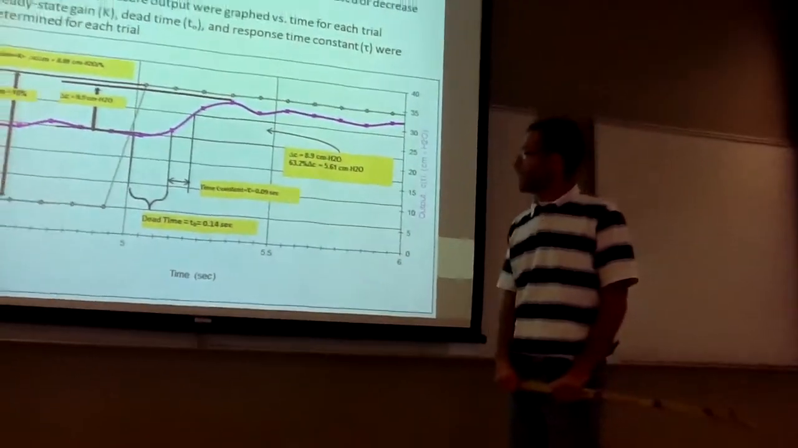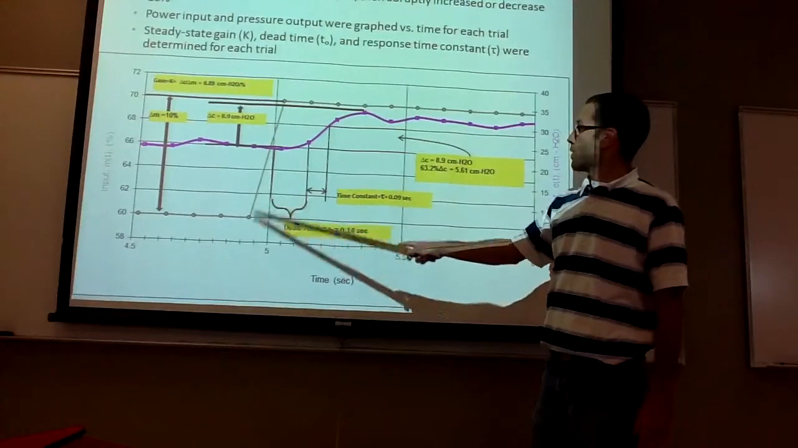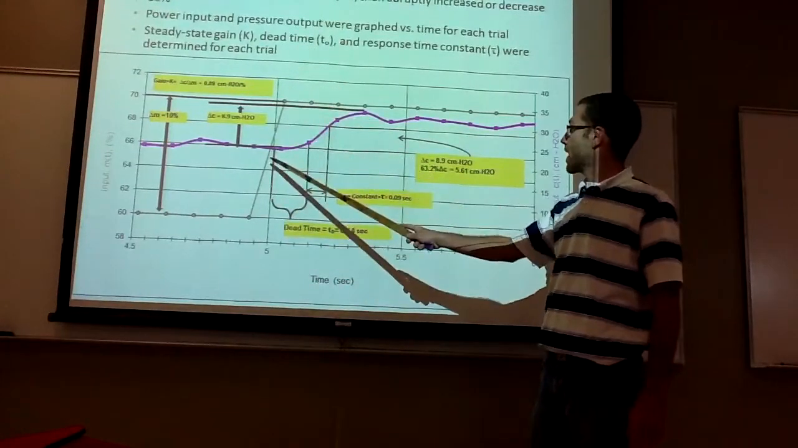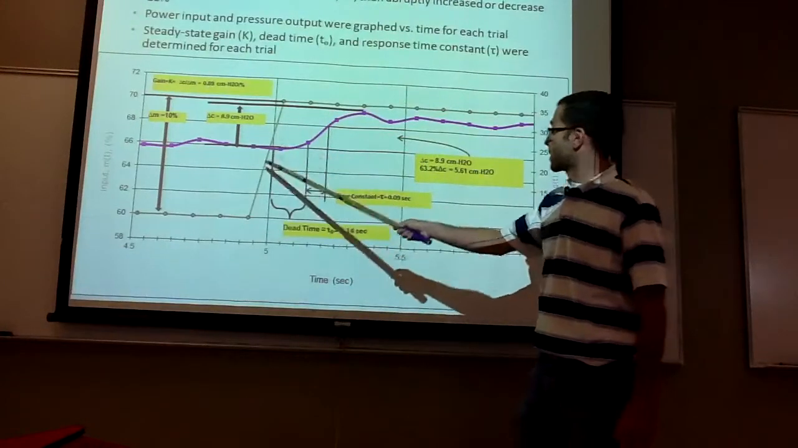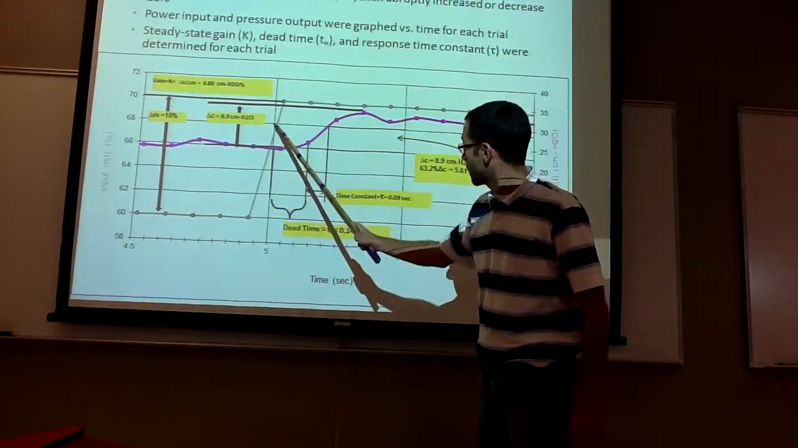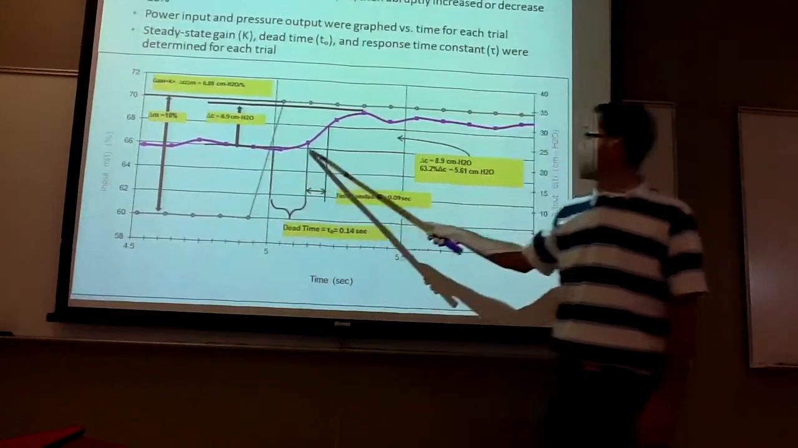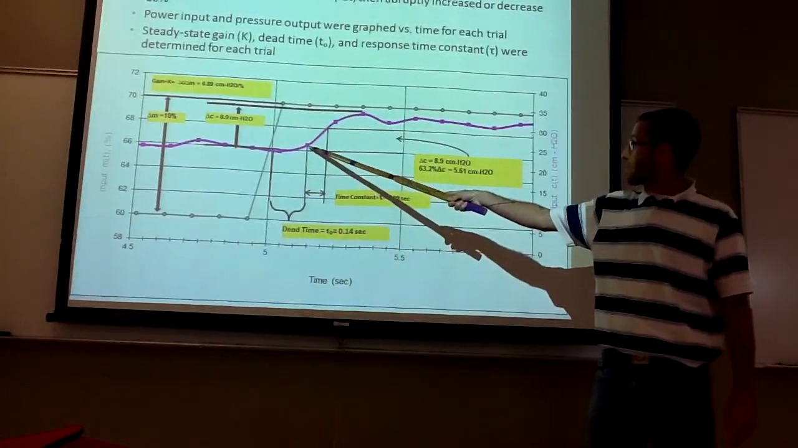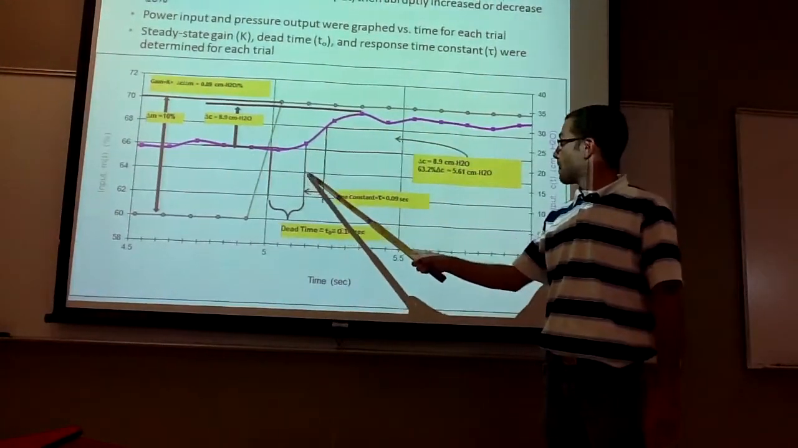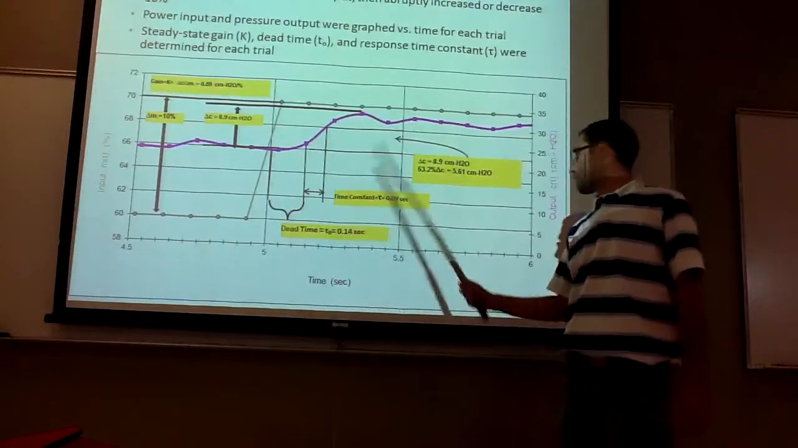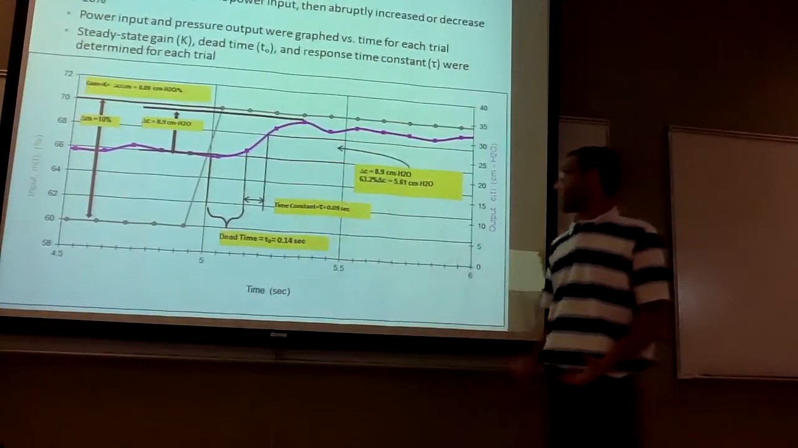Also dead time, which is the time between when the step was initiated to when the system actually goes up in pressure. For this graph, right in between here is when the step was made, and then right there is when we approximated that the pressure actually started to go up. So the time in between those is what's called the dead time. For this particular graph, that was 0.14 seconds.